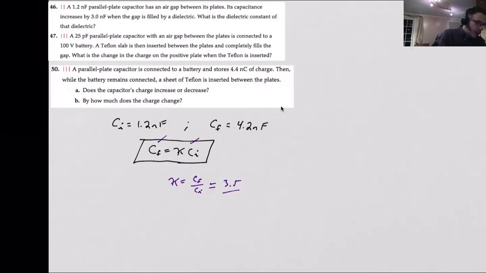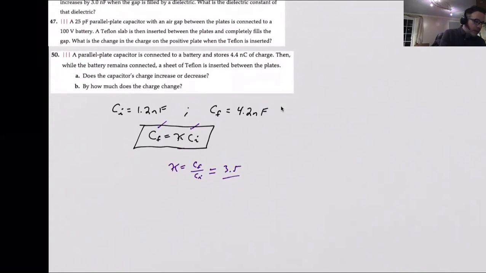Number 47: a 25 picofarad parallel plate capacitor with an air gap between the plates is connected to a 100-volt battery. Okay, so again, we have an initial case. We know the initial capacitance, we know the voltage. A Teflon slab is then inserted between the plates and completely fills the gap. Well, if we put a Teflon slab in there, we're putting a dielectric, we're definitely going to change the capacitance. So unlike the last video on capacitors where we changed the battery, which meant the capacitor stayed the same, this one we're changing the capacitor by putting the dielectric in there.